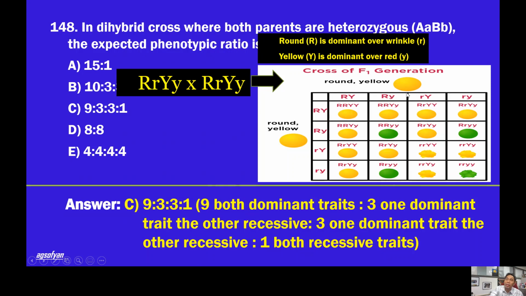If you see over here, using color and the shape of the seed, yellow is dominant against green, and the round seed is dominant against wrinkled. So you see over here, 9 of them will be round yellow seeds, and 3 of them will be green with round, and the other 3 will be yellow but wrinkled, and the last one, only 1, will be green and wrinkled seed.